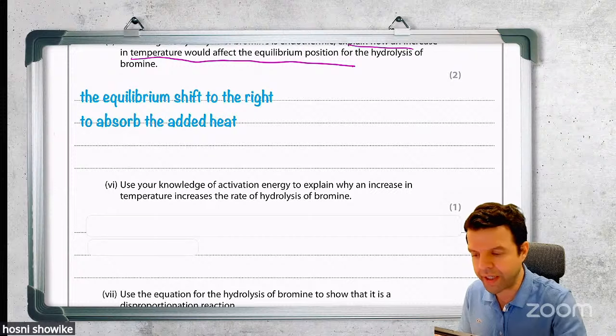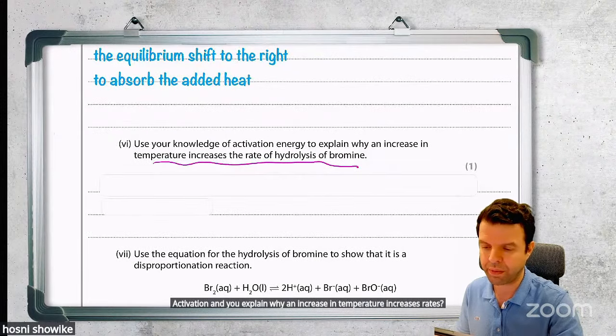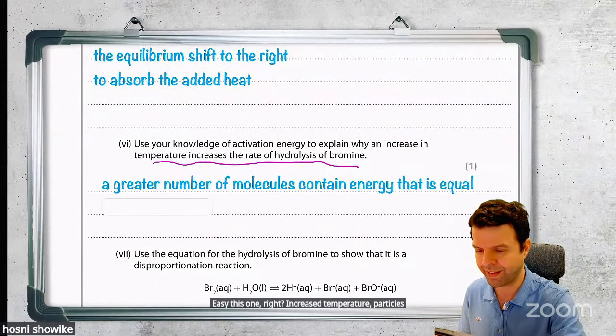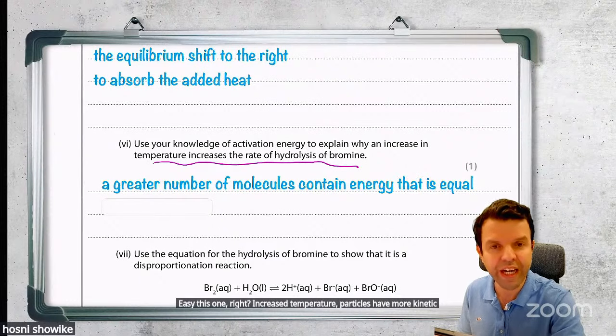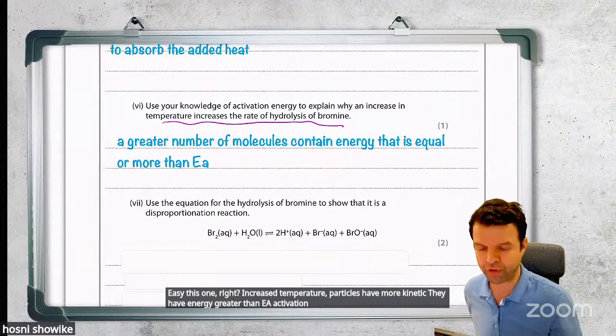Activation energy: explain why an increase in temperature increases rate. Easy, this one, right? With increased temperature, particles have more kinetic energy. They have energy greater than Ea, the activation energy, allowing more successful collisions.